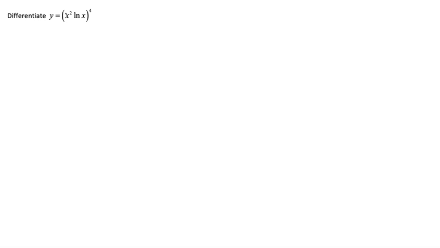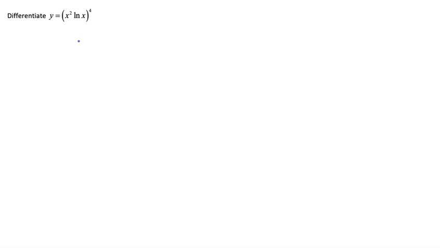Differentiate y equals x squared times ln of x, and all of that to the fourth power. All right, so we got the parentheses, right? So whenever you see that, you're probably going to have to use a chain rule, right? It's a composite function. Like this, something to the fourth power, okay?